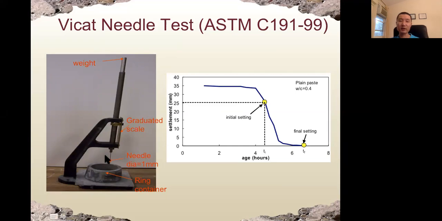Okay, so we use the needle to penetrate the samples over time. For example, every 5 minutes, we penetrate and record how much the needle settles into the sample. Okay, and we can generate curves when we connect all these data points. The initial set time is the time when the settlement reaches 1 inch or 25 millimeters. And the final set time is when the needle can no longer penetrate the sample. Okay, so very simple. The water to cement ratio by mass is 0.4.